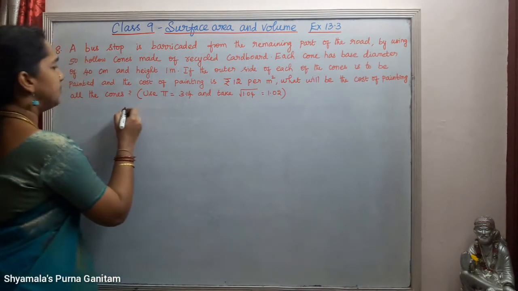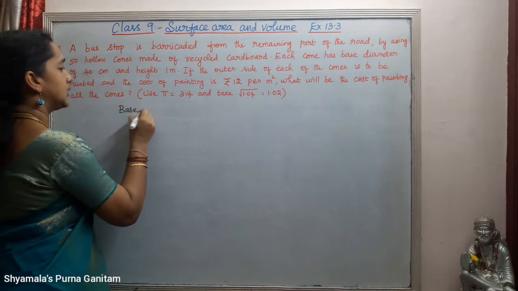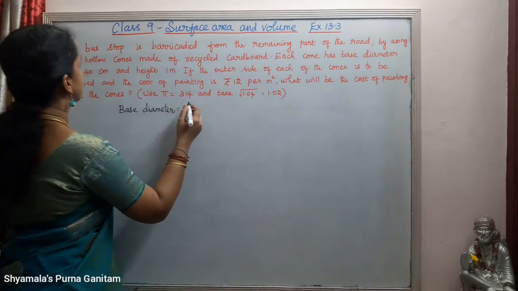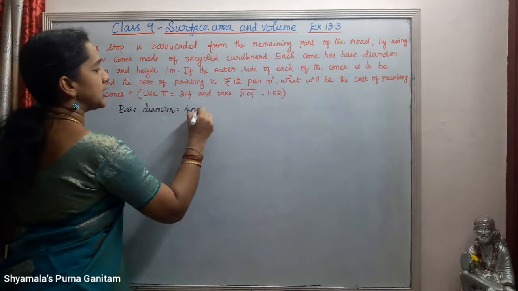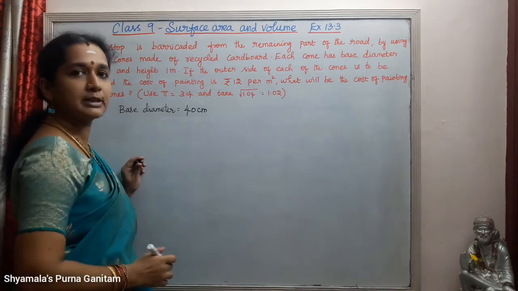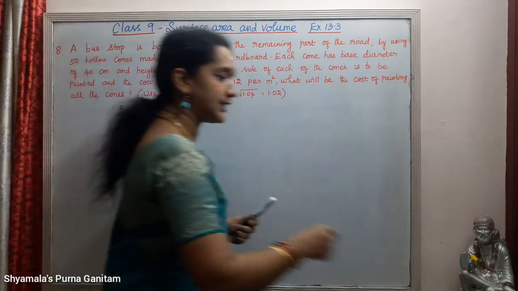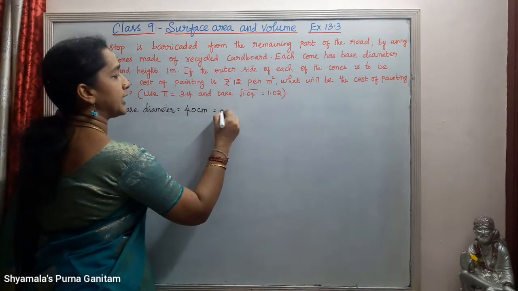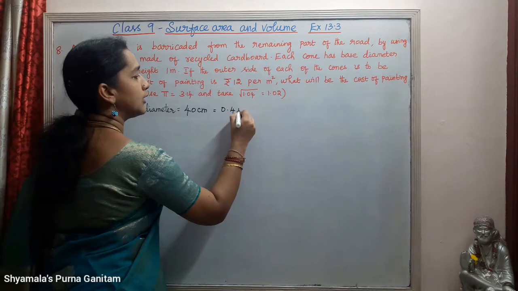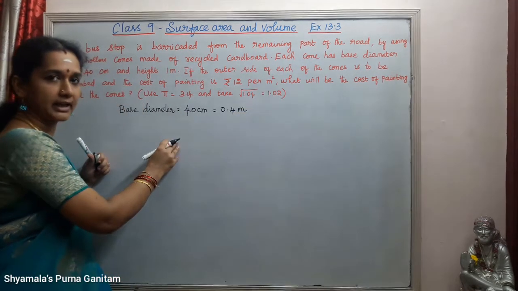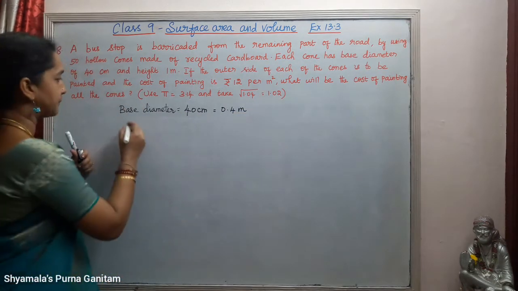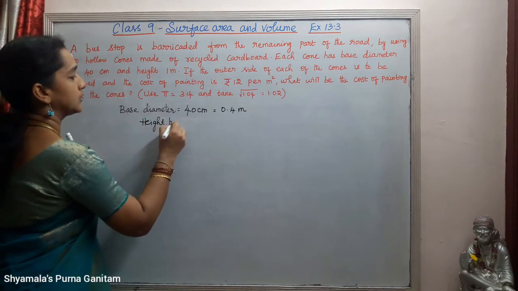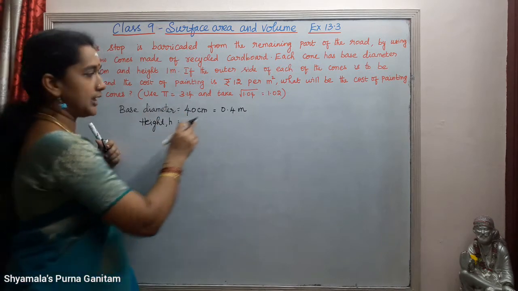So here also base diameter and height is given. Base diameter is equal to 40 centimeter. Since the cost is given as per meter square, we will convert this 40 centimeter to meter. So this is equal to 40 by 100, that is 0.4 meter. So this is base diameter and height is h. So this is diameter only, 0.4.